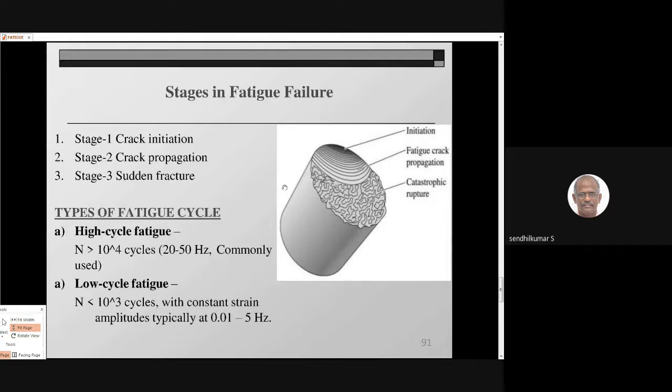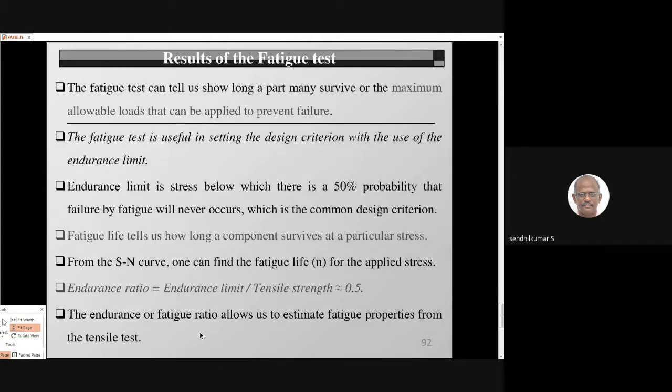Here we have two types of fatigue. One is high cycle fatigue and the other is low cycle fatigue. High cycle fatigue is greater than 10 to the power 4 cycles, at a frequency of 20 to 50 hertz. Low cycle fatigue is where the number of cycles N is less than 10 to the power 3 cycles, with constant strain amplitudes. We get these results from the S-N curve, which is useful while designing any components. The endurance limit can be identified.